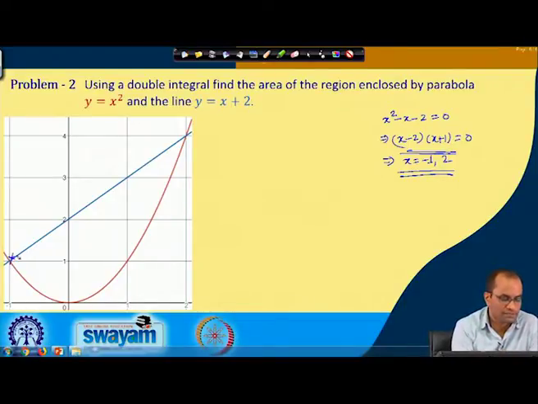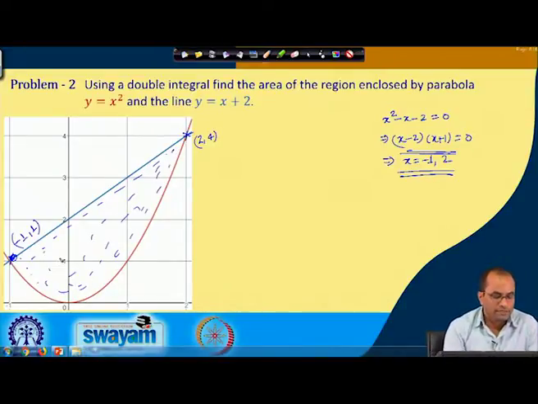So, one is precisely this one, the other one at this point here. So, here when x is 2, y will be 4. So, (2, 4) is this point, and then (minus 1, 1) is this point here, and we are computing this area bounded by these 2 curves.